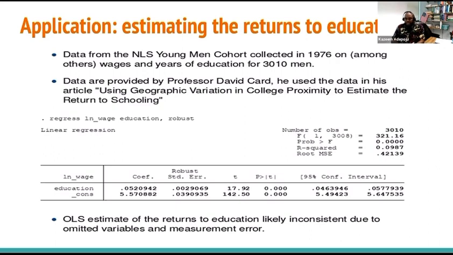The data is coming from the NLS Young Men cohort collected in 1976, among others, wages and years of education for 3,010 men. The data are provided by Professor David Card, and of course, he used the data in his article using geographical variation in college proximity to estimate the return to schooling. Now, using Stata.